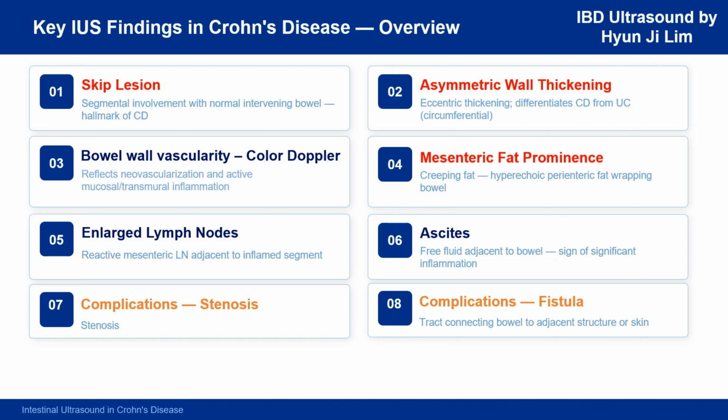Among these findings, skip lesion, asymmetric wall thickening, and mesenteric fat prominence are characteristic radiology features of Crohn's disease. In this video, we will focus only on complications including stenosis and fistula. However, Crohn's disease can be associated with several complications, including stenosis, bowel wall obstruction, fistula, perforation, and abscess formation.